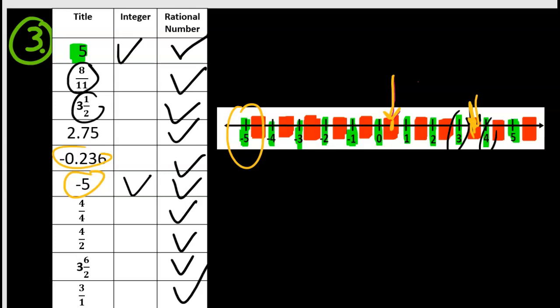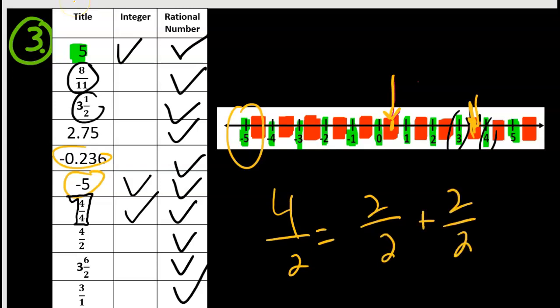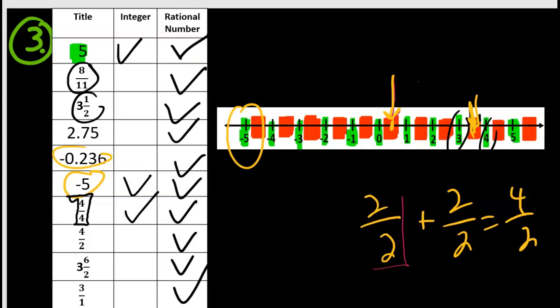4/4. No, that's a fraction. That's not an integer. Oh, or is it? Because you can write 4/4 as dun dun dun. You know what I'm gonna do. A 1. 4/4 is the same thing as 1. That is an integer. 4/2. No, that's not. That's a crazy fraction. Guess what? 4/2 you can write as 2/2 plus 2/2. All right? Isn't 2/2 plus 2/2 equal to 4/2? It is. So what we're really looking at here is a 1 plus 1. So this is actually the same thing as a 2. So that is an integer.